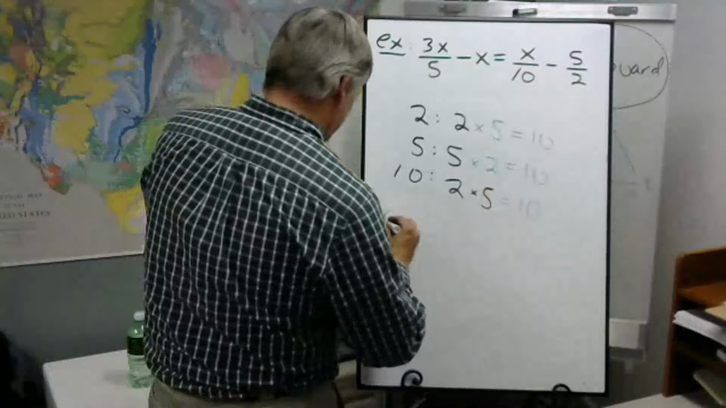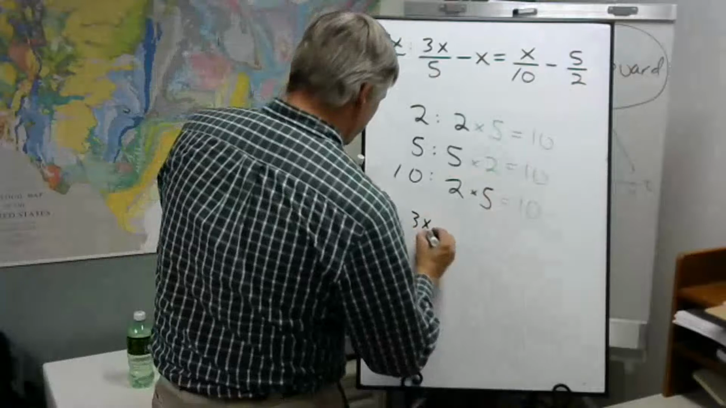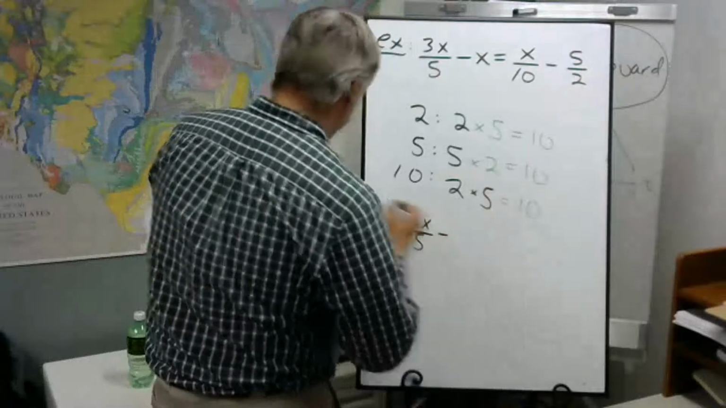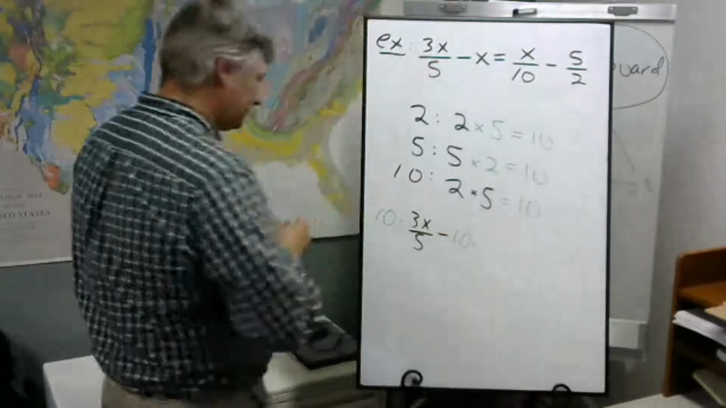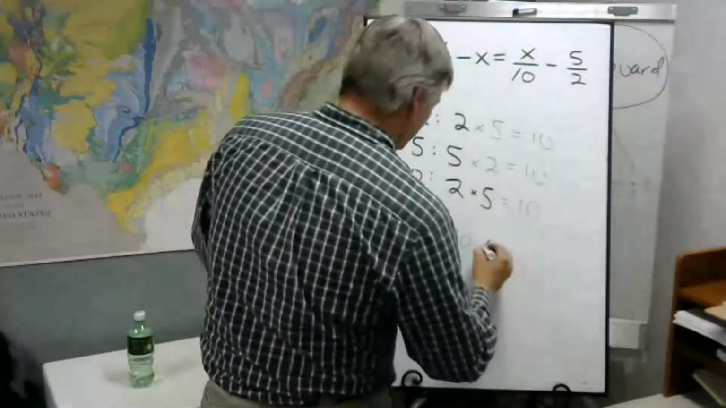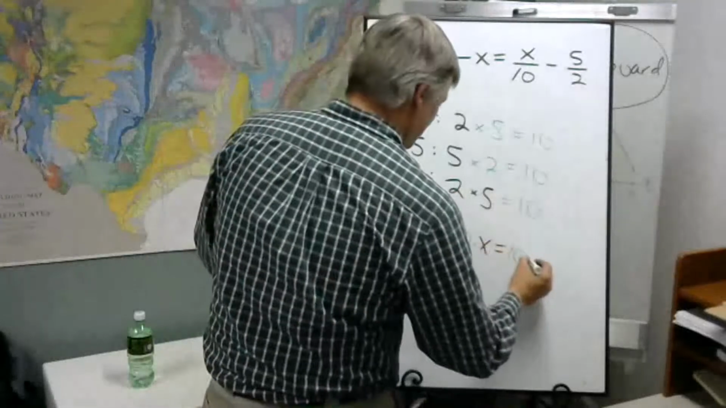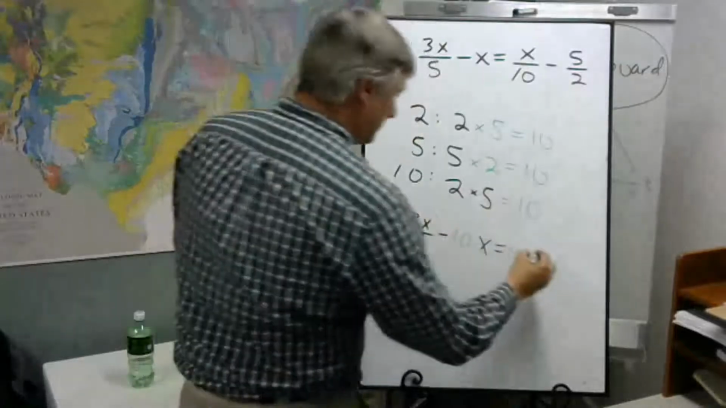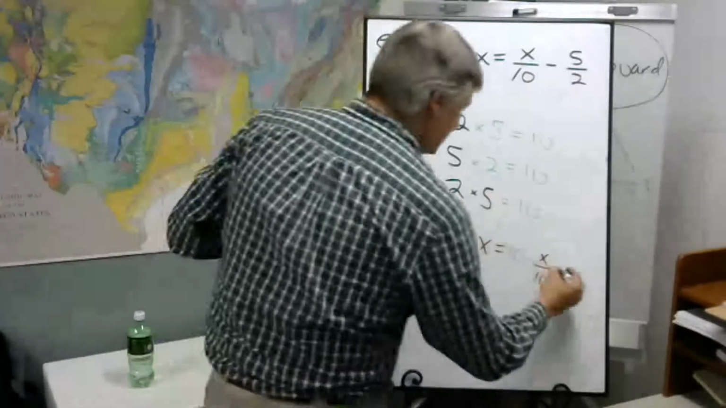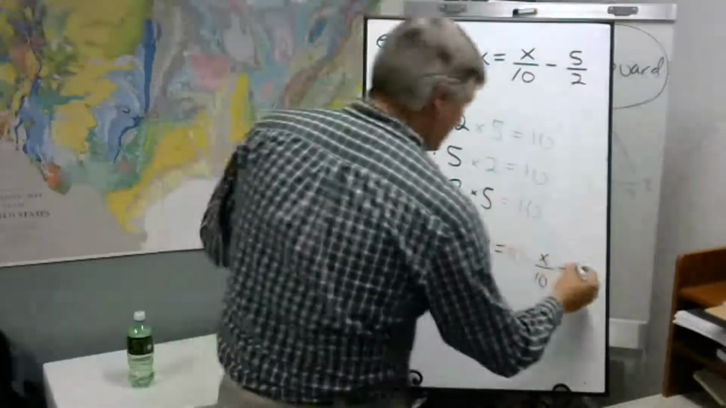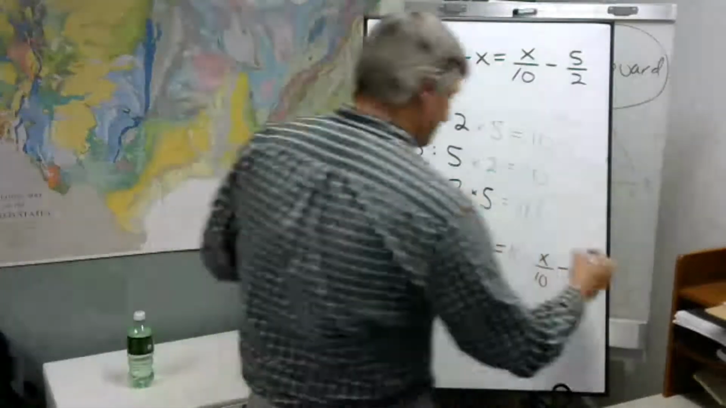We'll have 10 times 3x over 5 minus 10 times x equals 10 times x over 10. And then we're going to have 10 times 5 halves.